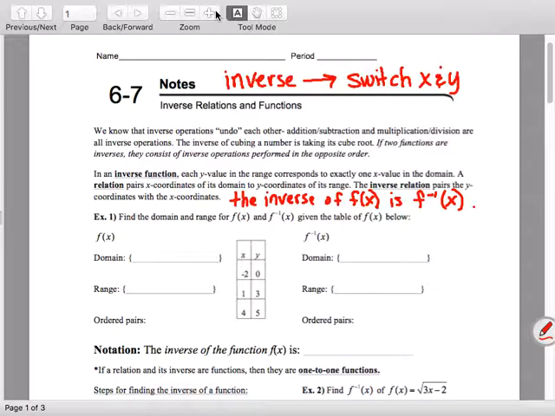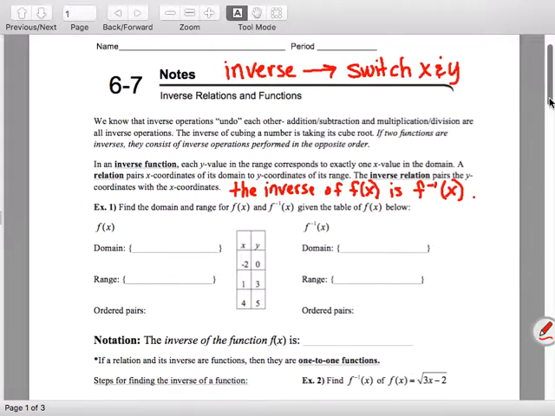All right, so in an inverse, you switch x and y. So we're going to look at two things today. We're going to look at ordered pairs, like where it's specific numbers, and we're going to look at equations. Tomorrow we'll take a look at some graphs, because there's really 3 ways to look at inverses.